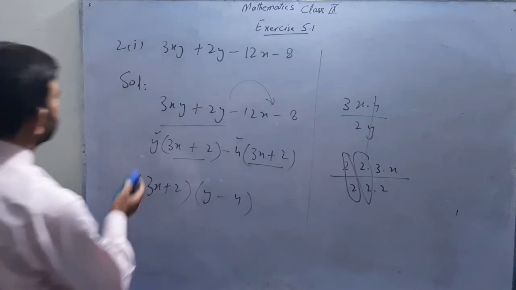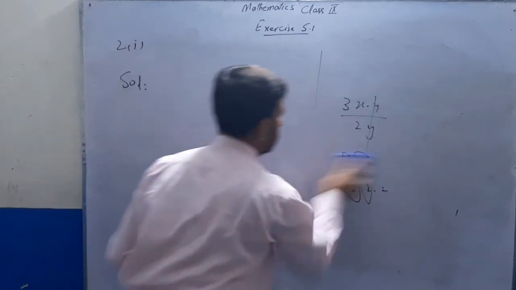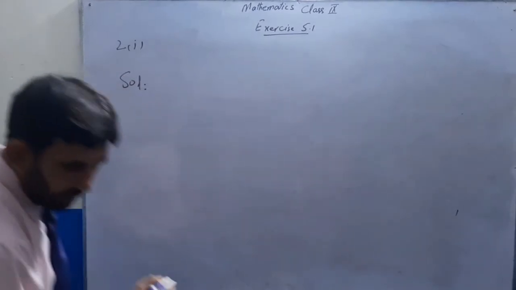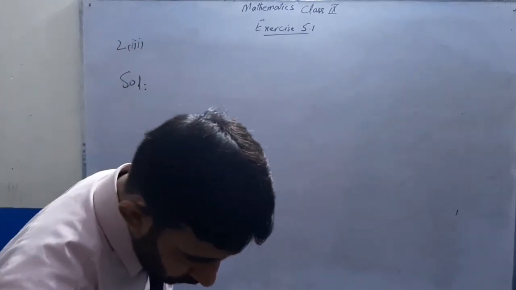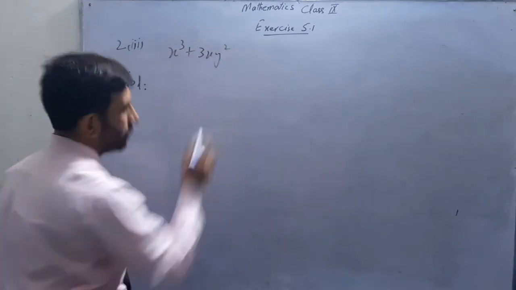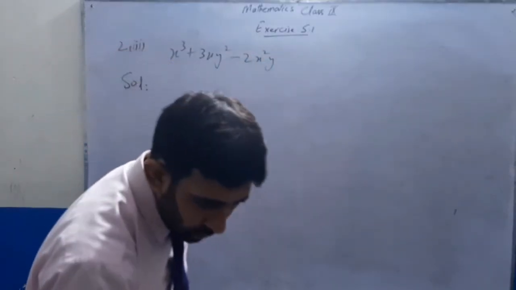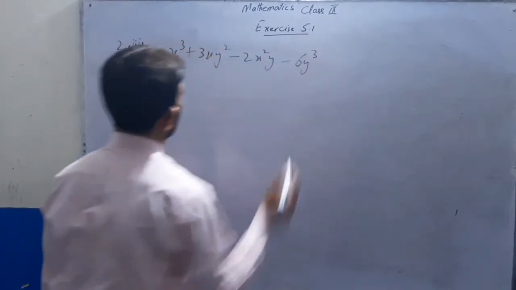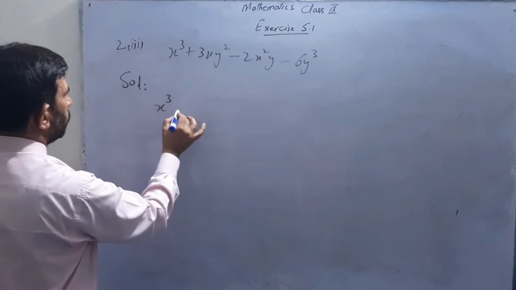Question number 3. It's the third part of question number 2: x cube plus 3xy square minus 2x square y minus 6y cube. You have to take common from these numbers. After writing the solution, the question is written down.